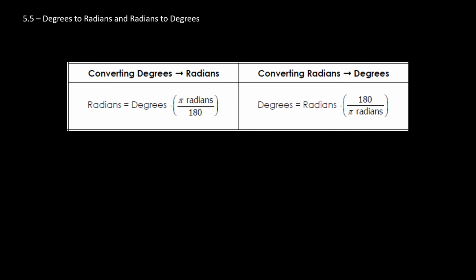Radians equals degrees times pi radians over 180. And when we're going from radians to degrees, we'll take that radians and multiply it by 180 over pi radians. I know this sounds very confusing, so let's go ahead and jump into a couple of problems.